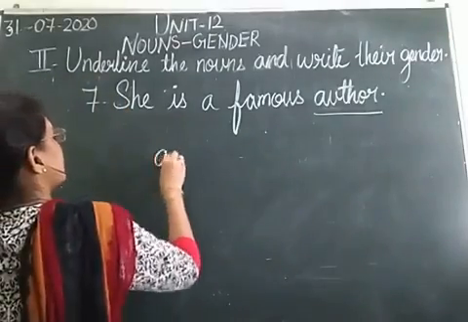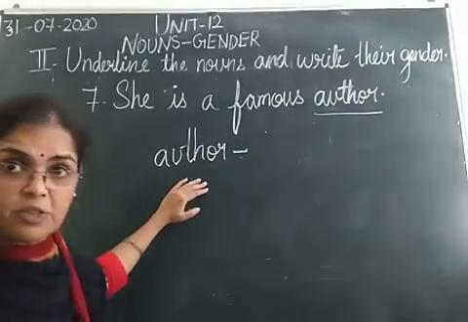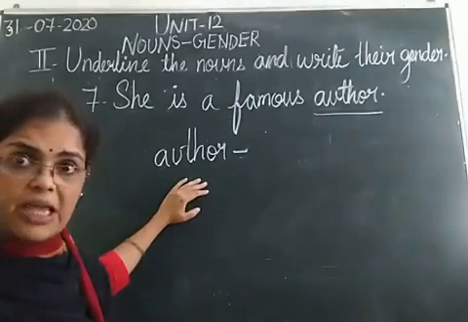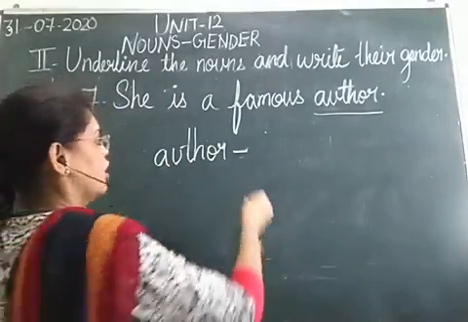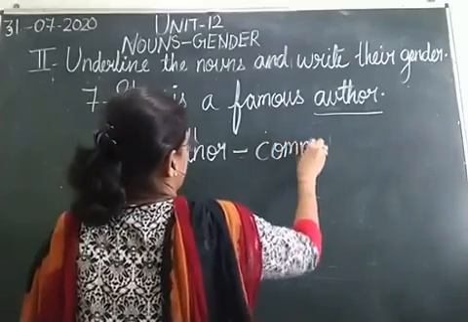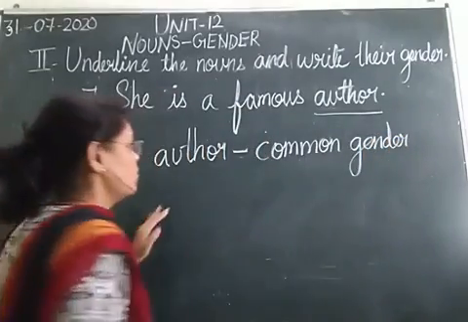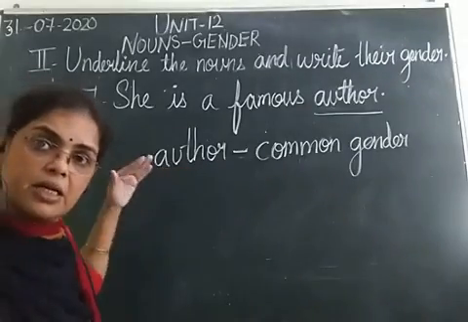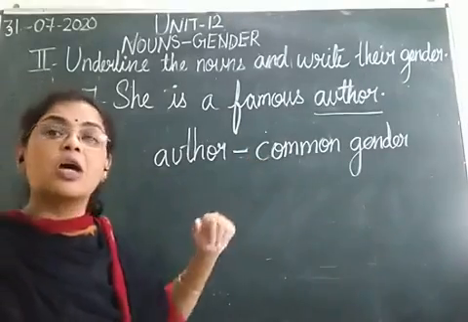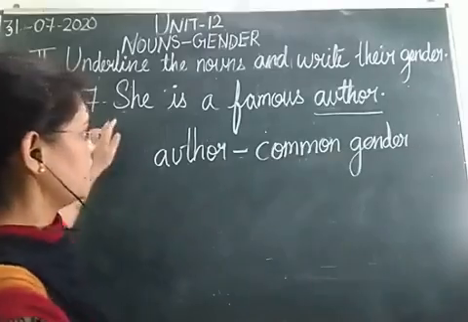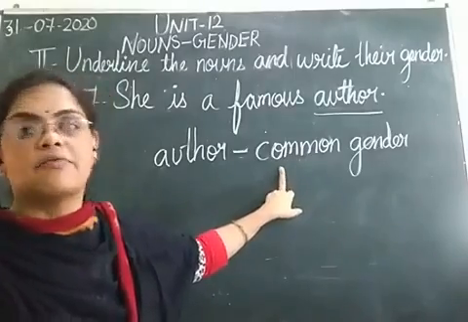And now we have to tell that author is of which gender. Now beta, even male writes books and female writes books. दोनों ही books लिखते हैं. तो author male भी होते हैं, female भी होते हैं. तो कौन सा gender हुआ बेटा? Common gender. Author is common gender because male भी होते हैं author and female भी. तो जो दोनों होते हैं वो कौन सा होता है बेटा? Common gender. She is a famous author. Author is common gender because it denotes both male and females. Fine.